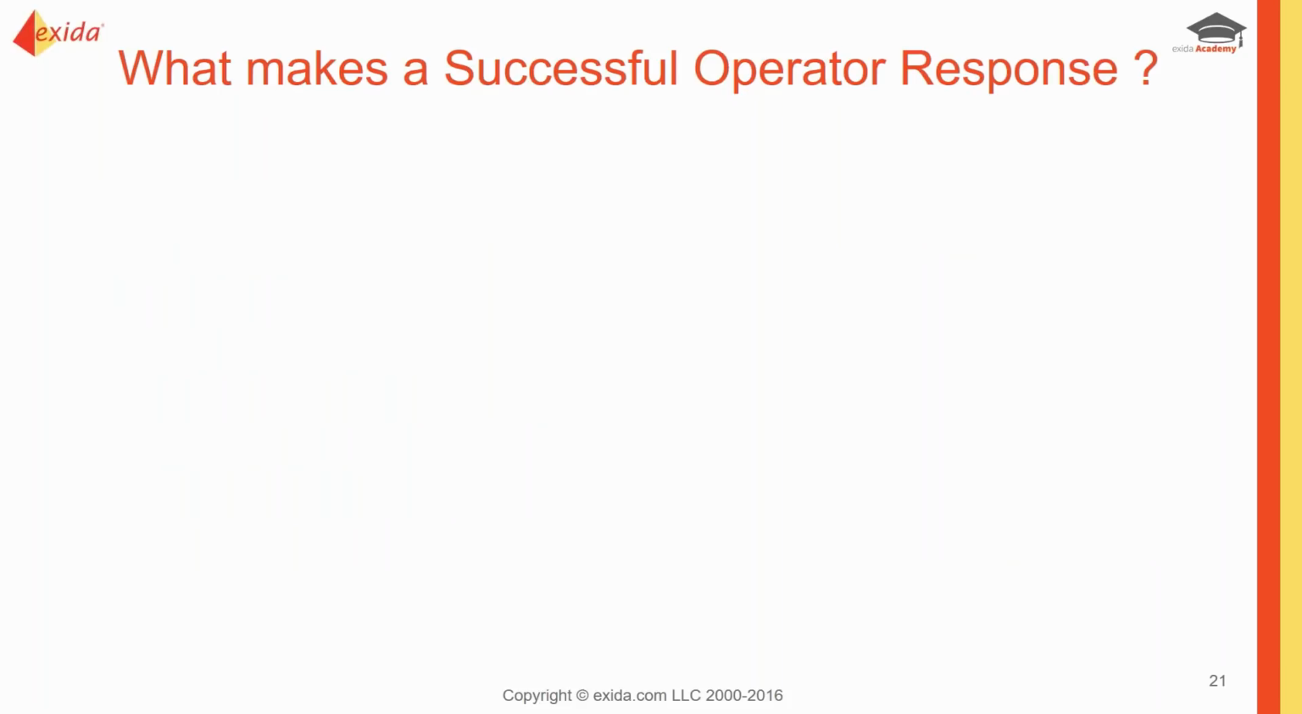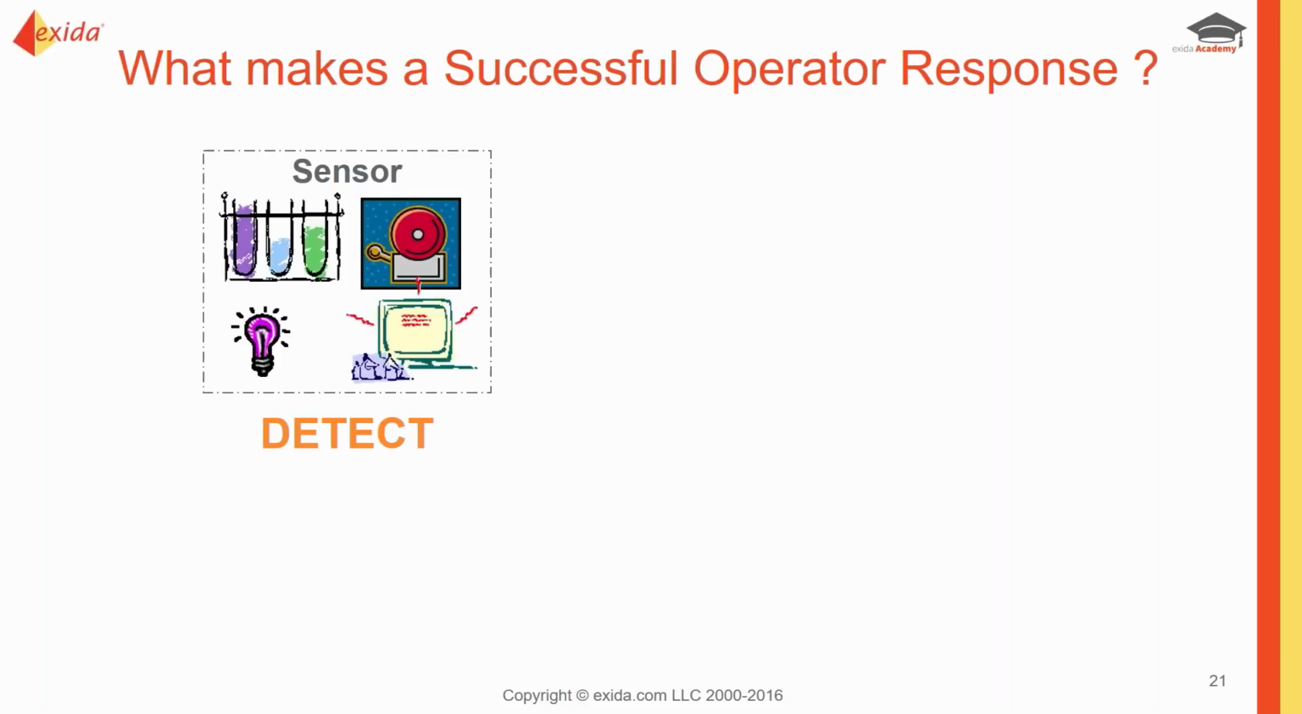So as a little background, let's take a look at what makes a successful operator response. They go through a series of steps to respond to each alarm. First step is to detect the alarm. They need to see that the alarm is present. It needs to be enunciated and they need to notice it. Obviously, if there's a lot of nuisance alarms or a lot of flashy colors on your screen, the operator might not see or detect that the alarm exists right away, might be delayed.